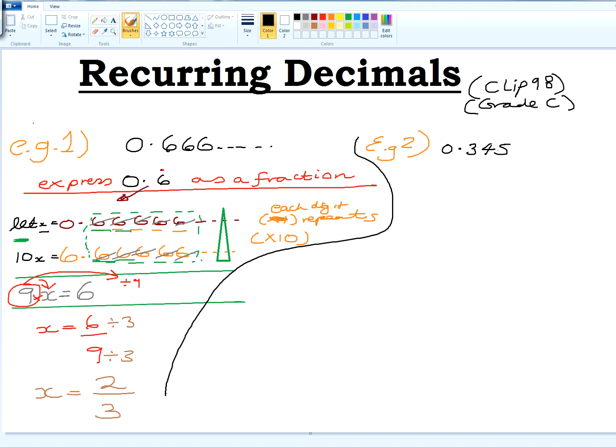examiner will do, the question will put a dot over here and a dot here. That means this 345 as a unit will recur. It doesn't mean the 3 will recur and the 5 will recur and the 4 won't. It means 345. Okay, so that's the number. We have to express this as a fraction.